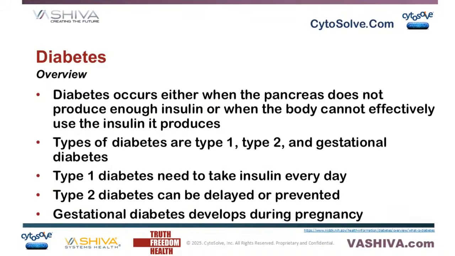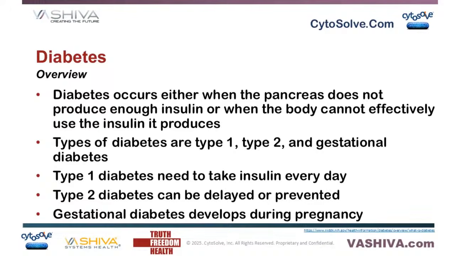Overview of diabetes, a condition that occurs when the pancreas does not produce enough insulin or when the body is unable to effectively use the insulin it produces. It identifies three main types of diabetes: type 1, type 2, and gestational diabetes. Type 1 diabetes typically requires individuals to take insulin daily, as their bodies cannot produce it on their own. In contrast, type 2 diabetes can often be delayed or prevented through proper diet, exercise, and lifestyle changes. Gestational diabetes develops during pregnancy and usually resolves after childbirth, though it may increase the risk of developing type 2 diabetes later in life.